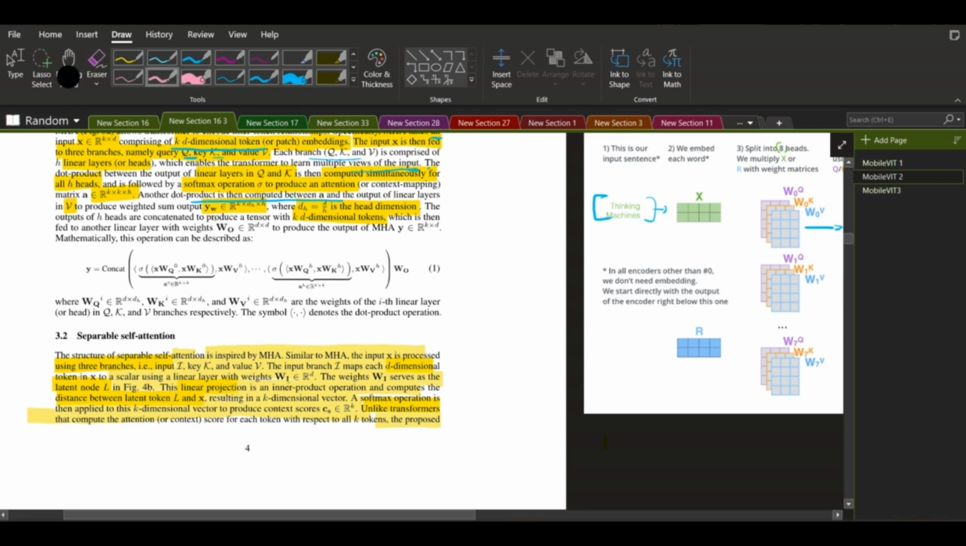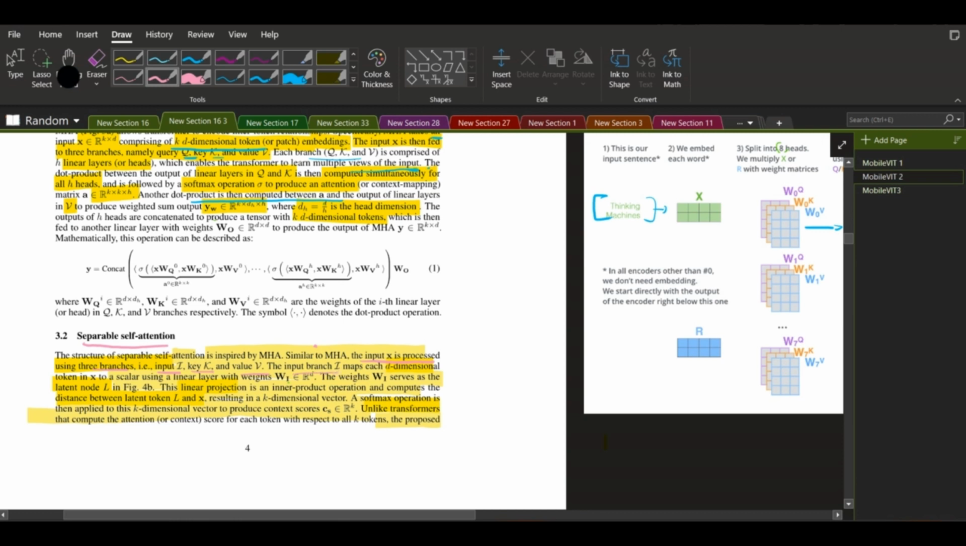So anyway, now let's look at how the separable self-attention is different from, or similar to, the original transformer implementation. The authors state that they were definitely inspired by the multi-head attention. So the input is processed using 3 branches also in this case. So input I, you can see here they say I instead of query. That's the first thing to notice. Then they say K, then they have a value.